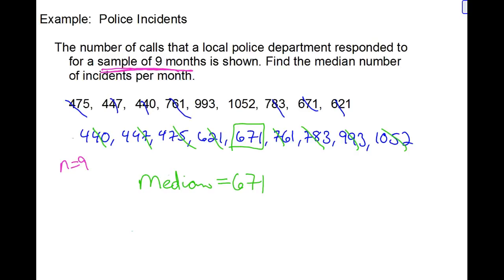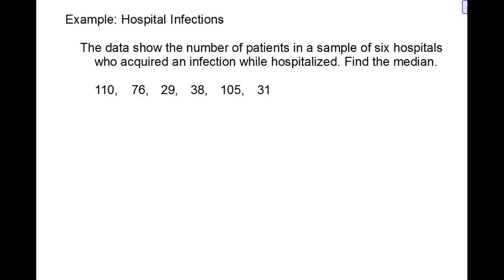Now let's look at another example. This next example goes back to our hospital infections. This data shows the number of patients in a sample of 6 hospitals who acquired an infection while hospitalized. And we want to find the median. So we're talking about the median number of hospital infections. The first order of business, again, is to put our data in order from the smallest number to the largest number. And again, with this small of a data set, I can put it in order fairly quickly.